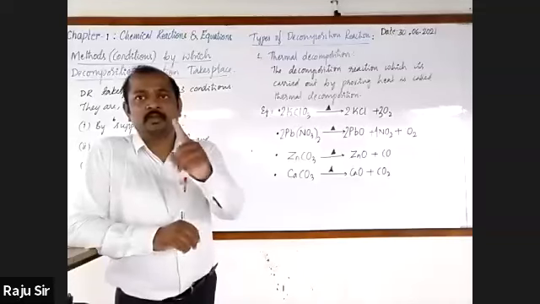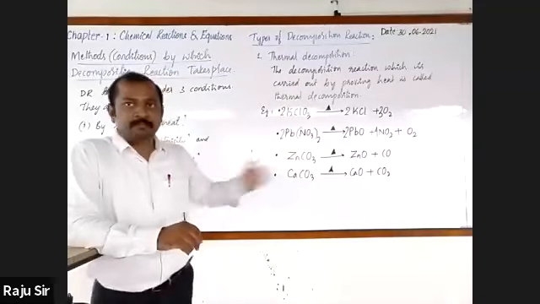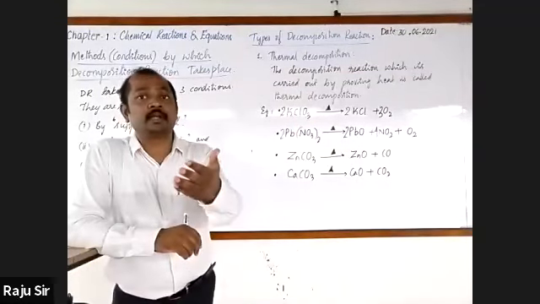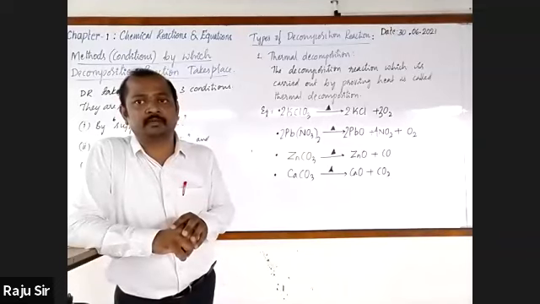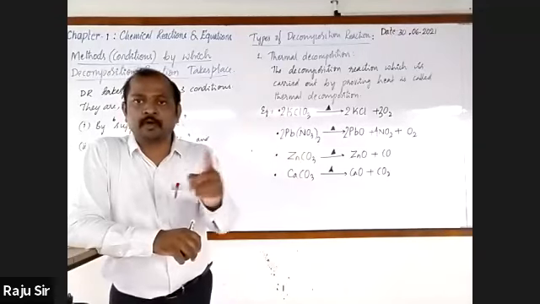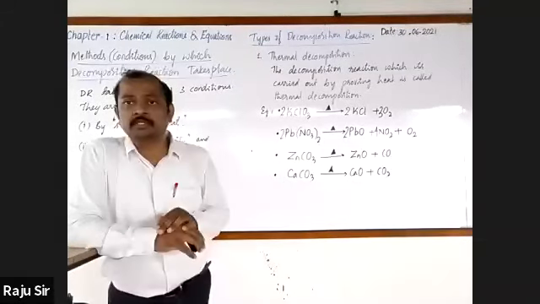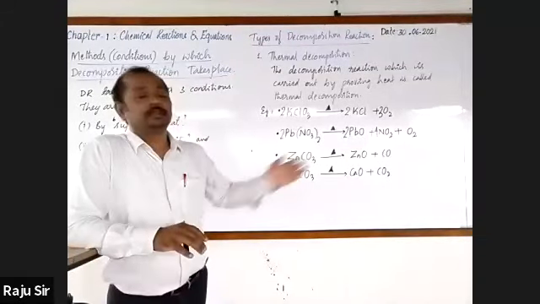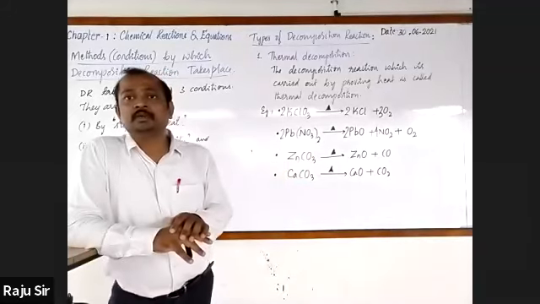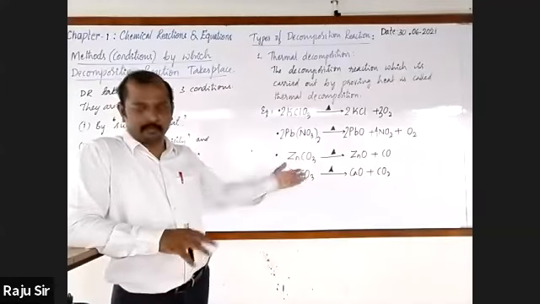Got it? See, with examples, I have been giving you the information regarding the uses of decomposition reaction. First one, it is used for preparing oxygen in the laboratory. Second one, it is used in the extraction of metals. Third one, it is used in the manufacture of cement and glass. With respect to those, I've given you the examples as well.